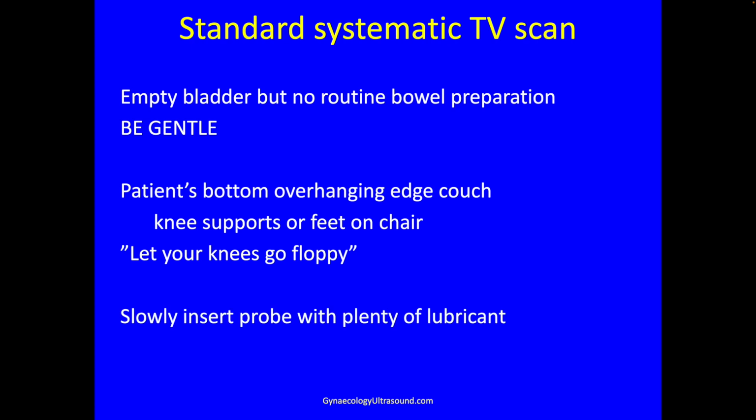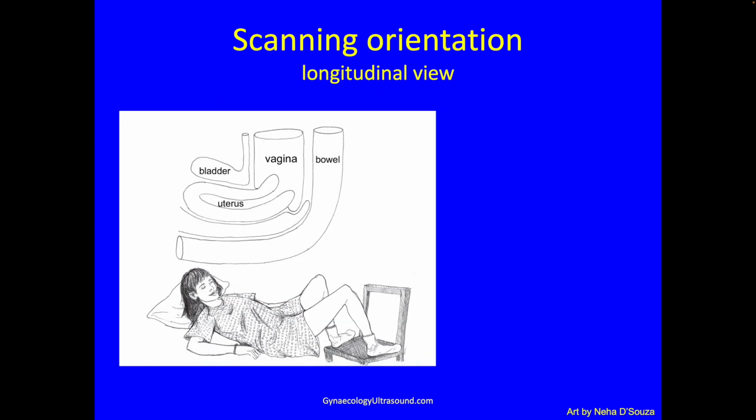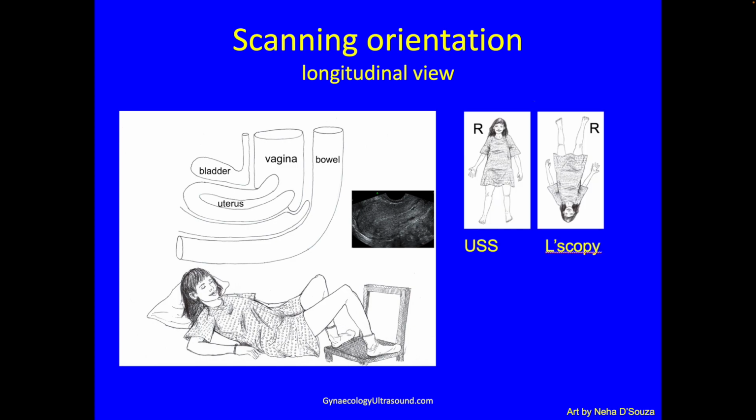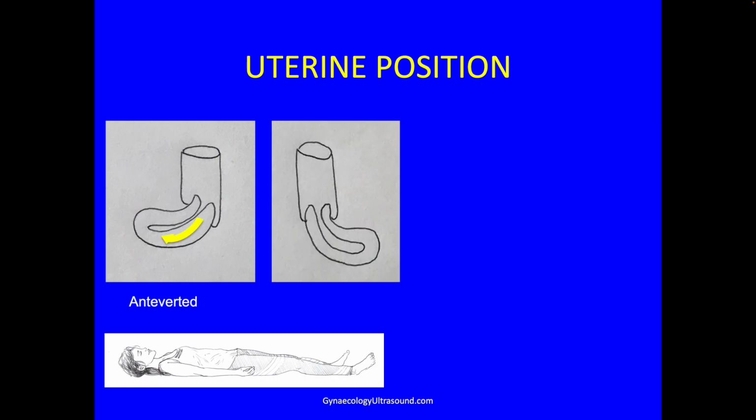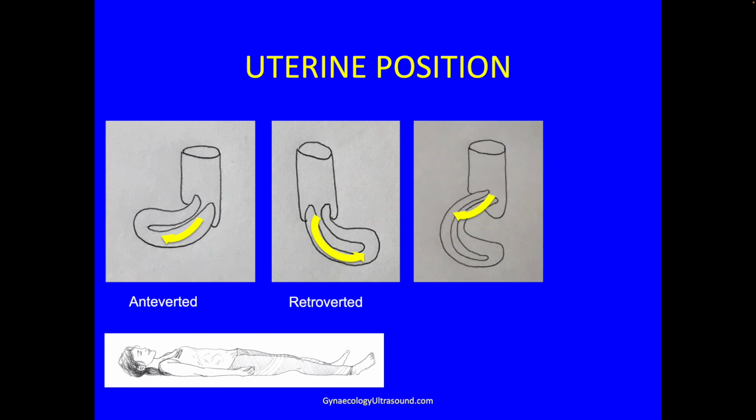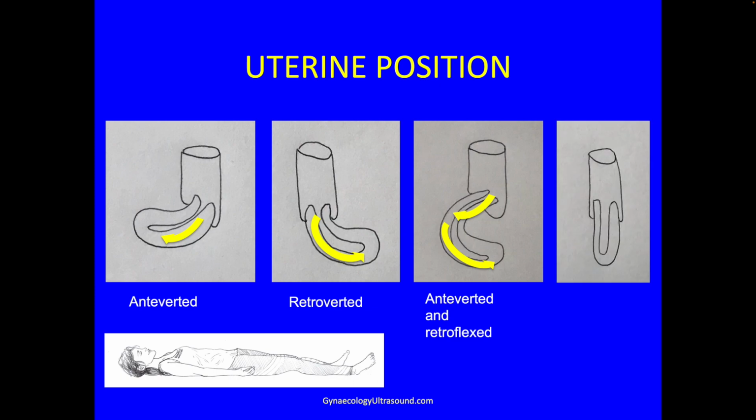And then slowly insert the probe with plenty of lubricant on the outside of the probe, and then perform a systematic pelvic scan. This is my scanning orientation, and that would be the position of the uterus if it's anteverted. And remember that whatever you see on ultrasound is the other way round to seen at laparoscopy. Uterine position briefly, it's an anteverted uterus toward the bladder, a retroverted uterus toward the feet, an anteverted but retroflexed uterus, especially relevant here, and an axial uterus.